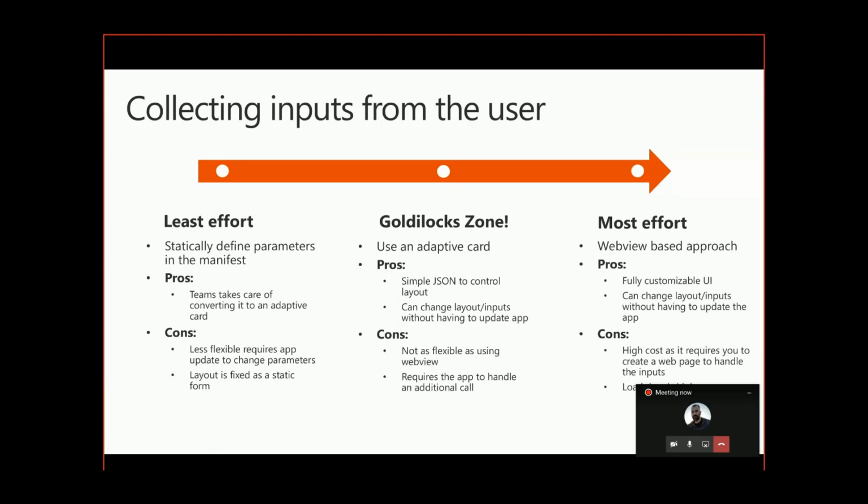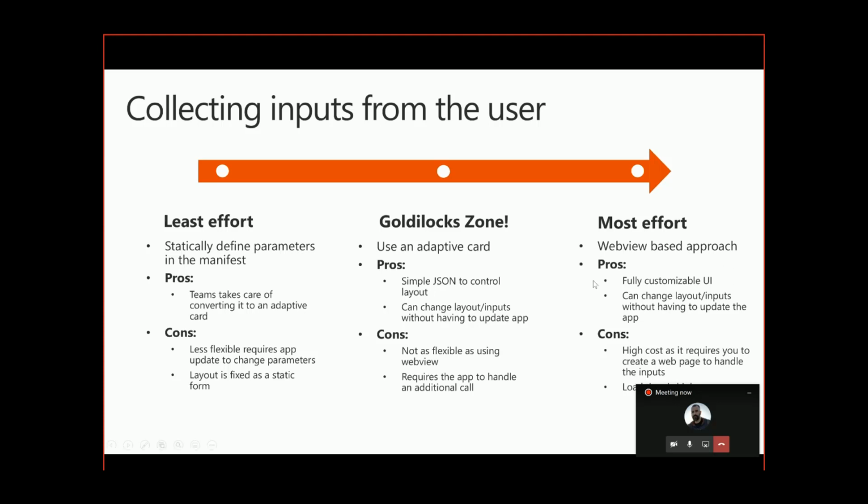So in this mode, what will happen is when you call a messaging extension, it creates an invoke callback to your bot, and it can return the JSON for an adaptive card, and we render that adaptive card within the task module.